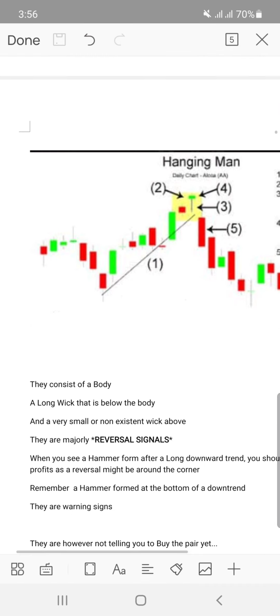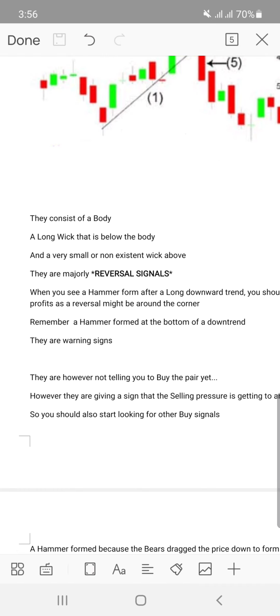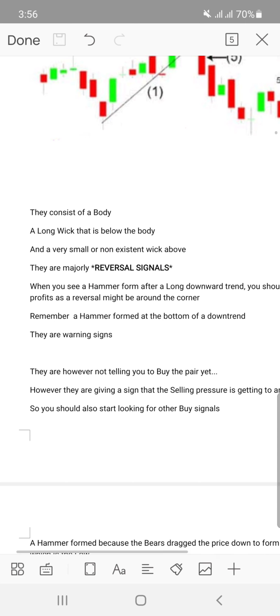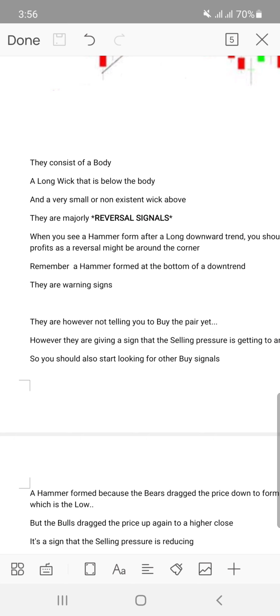In this chart, this brief explanation, they said they consist of a body, I've explained that, a long wick that is below the body, I've explained that, and a very small or non-existent wick above. Even if there's a wick above, it has to be very, very small. Then they are majorly reversal candles.